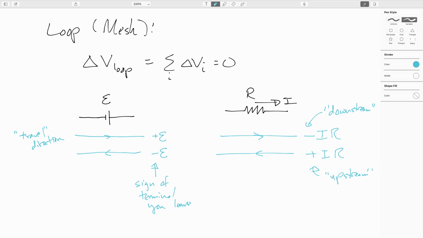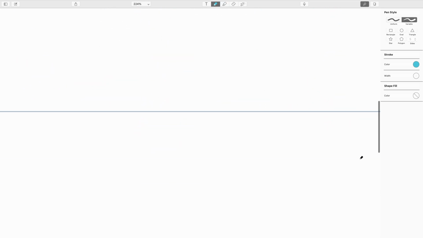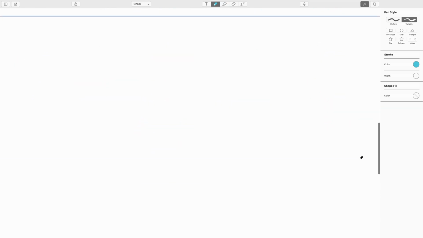All right. So let's just do a few practical examples of how I would write a loop law, and then we'll start to take a look at a real-world battery.